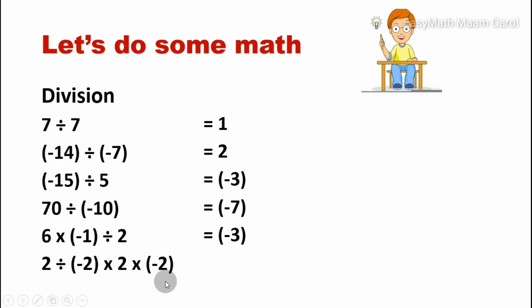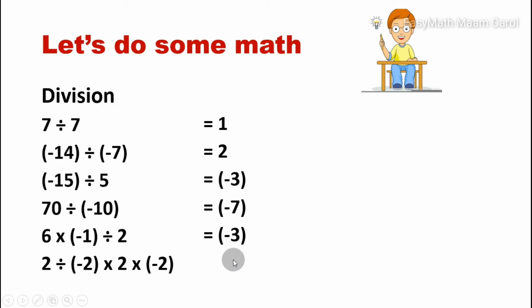Then for the last exercise, we have here 2 divided by negative 2, and then the answer is going to be multiplied with positive 2 and then multiplied again with negative 2. What we're going to do is disregard the signs first. Let's do the math on the absolute values. 2 divided by 2 is 1, and then 1 times 2 is 2, and then 2 times 2 is 4. So we're going to have 4 here.